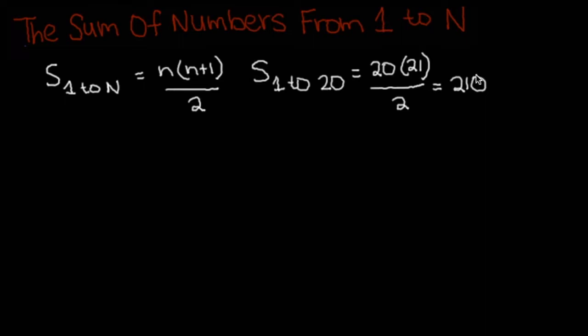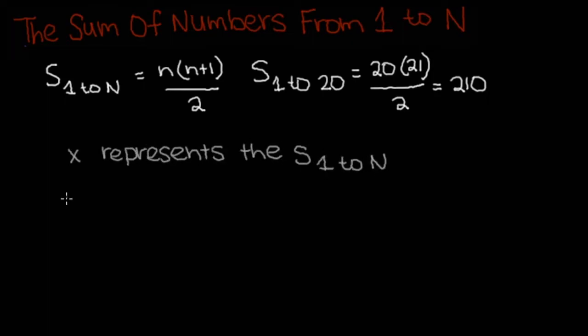Now this formula is very easy to use, but it's extremely important that we know where it comes from. In order to prove this, let's say that x represents the sum of numbers from 1 to n. We can express x in mathematical terms by saying x is equal to 1 plus 2 plus 3 plus some terms in the middle plus n minus 1 plus n.